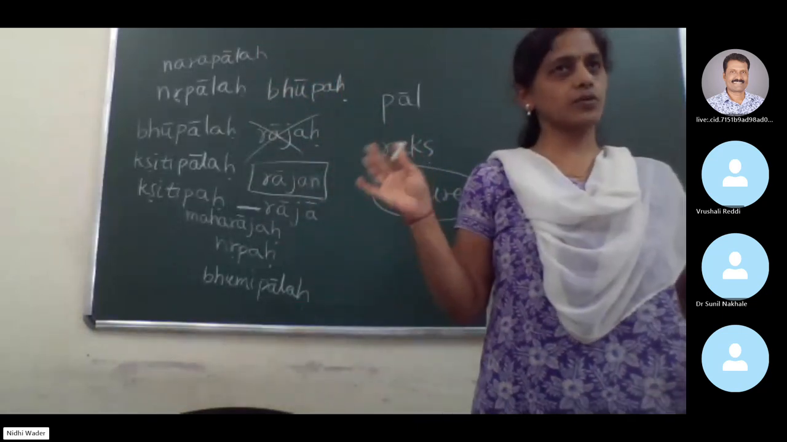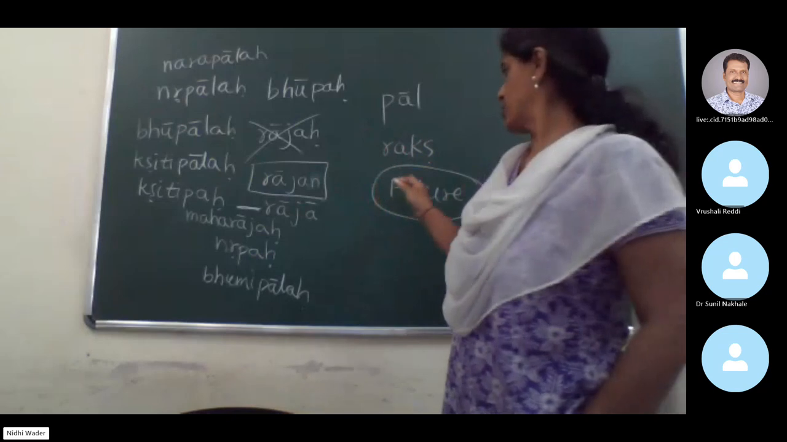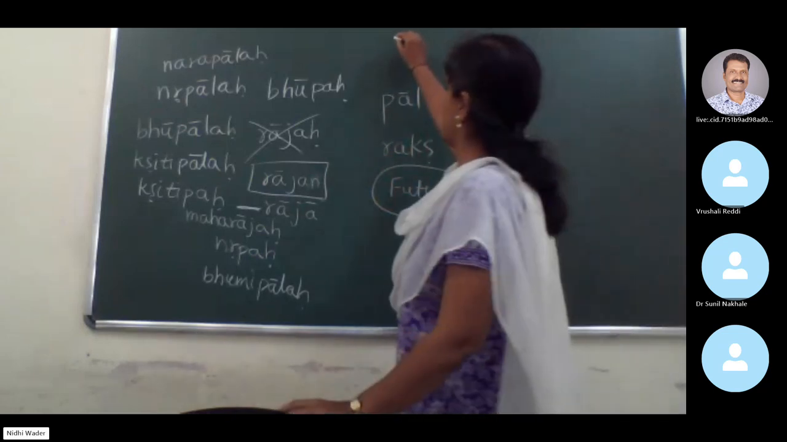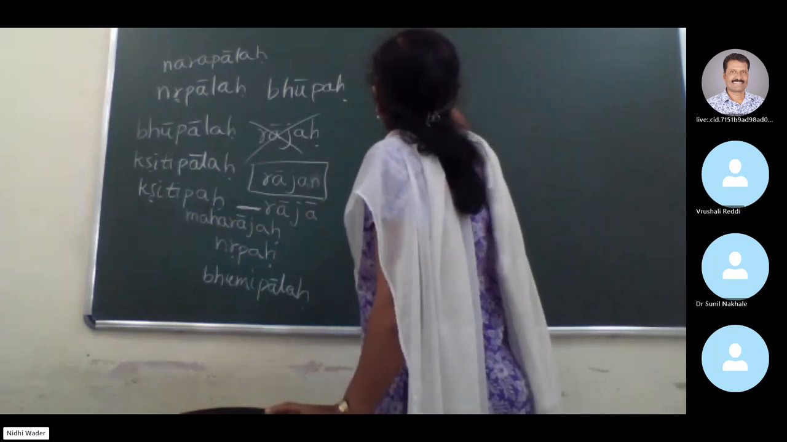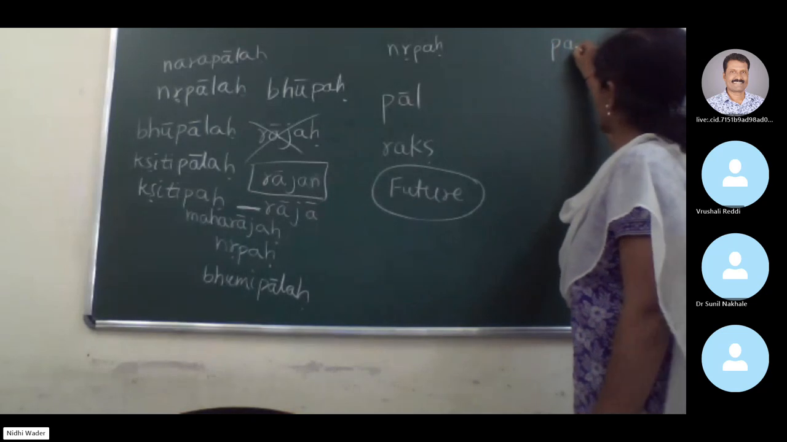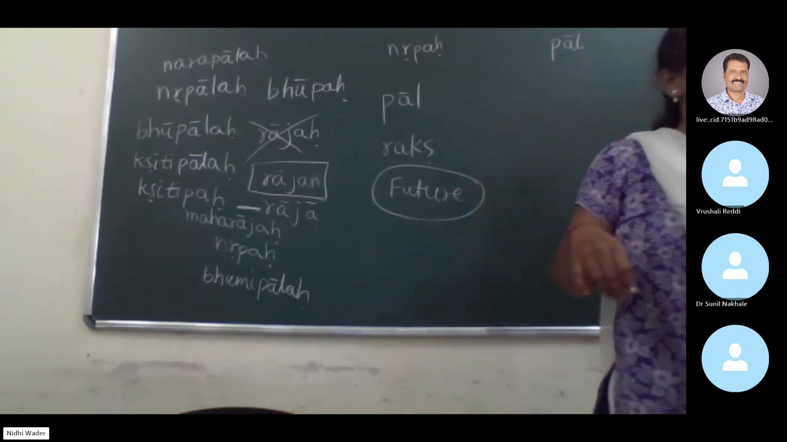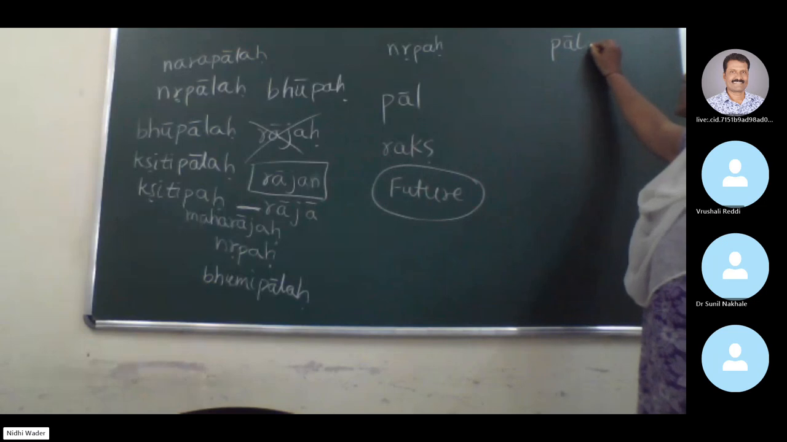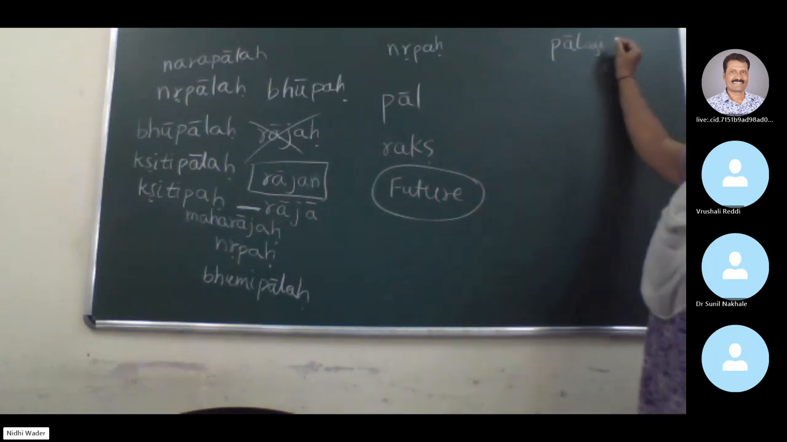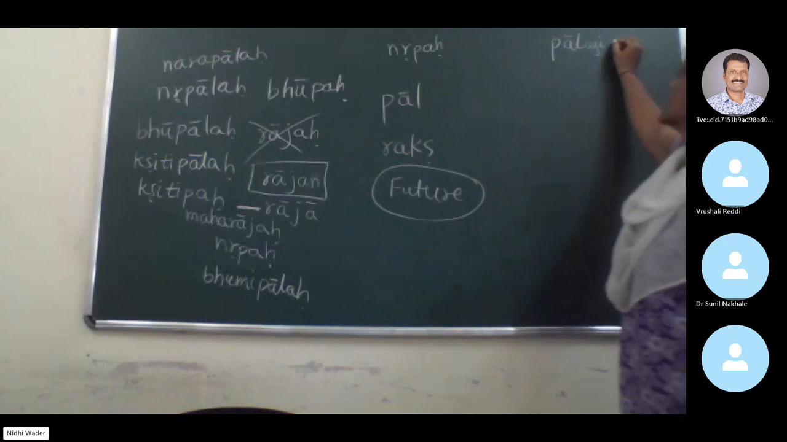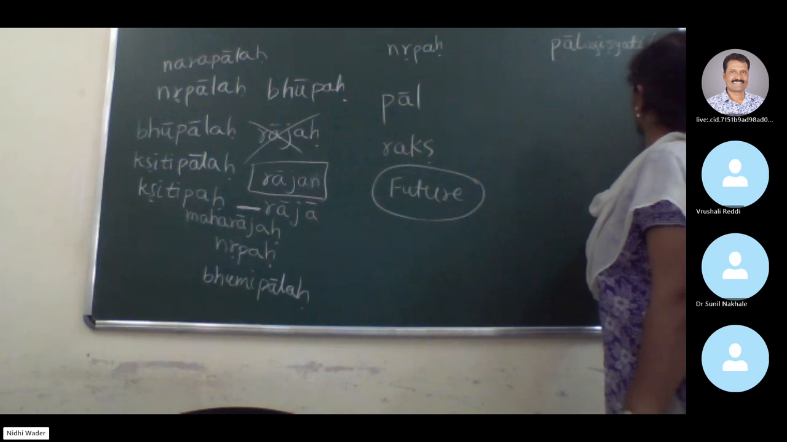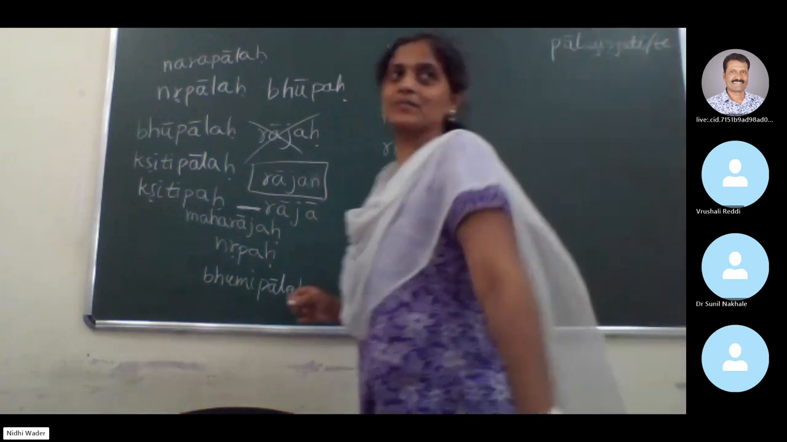Now the subject is third person singular, so we have to use third person singular of future tense. So let me write, suppose I choose Nrupaha as my word. Now third person singular in future tense, Pala, it is 10th class. Palayit, Palayishati or Palayishate. 10th class has both Parasmai Pada and Atmane Pada.